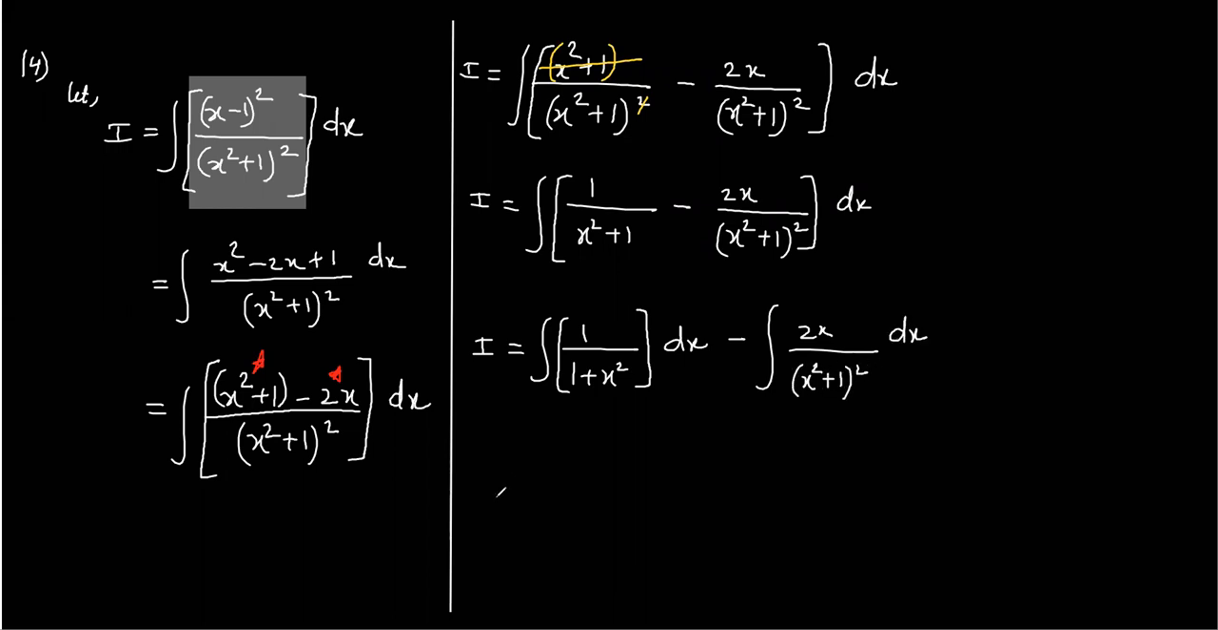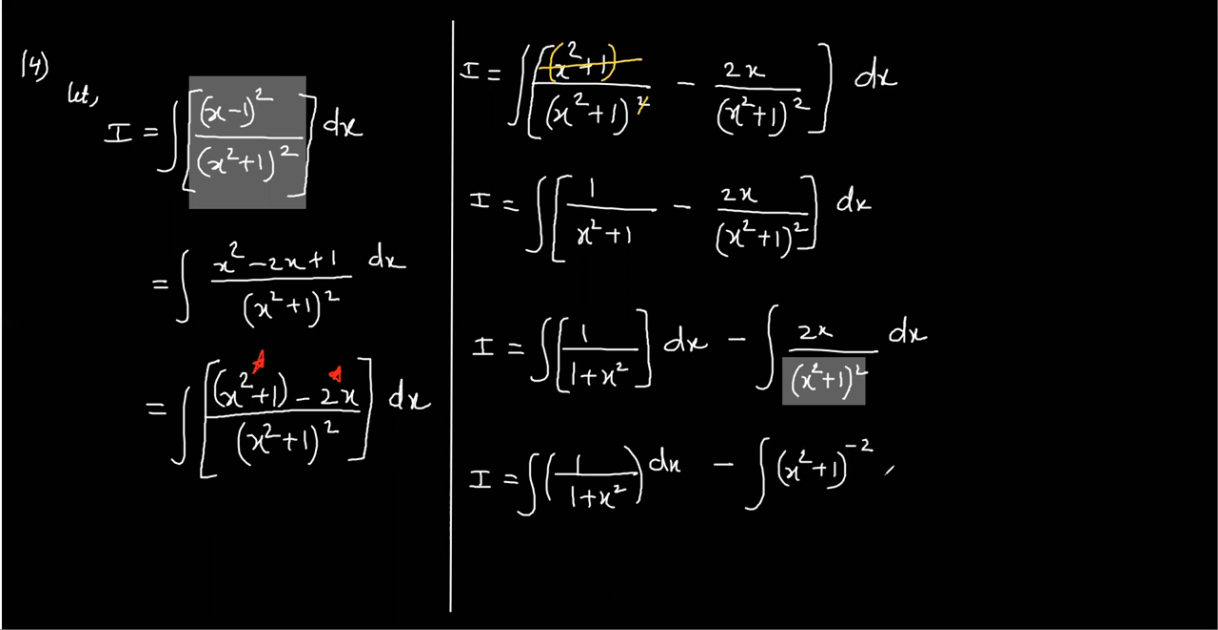Okay, so see next step, students. Next step it is I equals integral of 1 upon 1 plus x square dx, minus, and here this thing I take in the numerator. So what does it get me when I write that in the numerator? It gets me x square plus 1 raised to minus 2 into 2x dx.